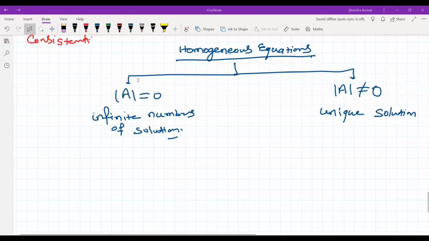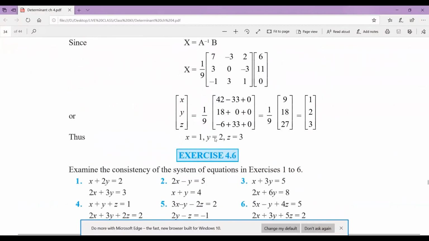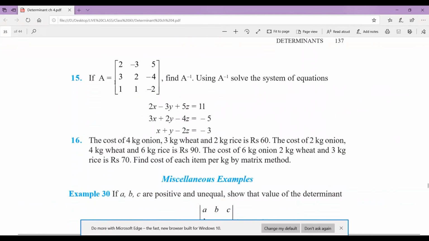Okay, done. So that was all in this exercise basically. There are some varieties of questions in miscellaneous. If A is this, find A inverse. So one is this type of question. You can see question number 15, where the matrix A contains all the coefficients of x, y, z only. So it just has the A given here.